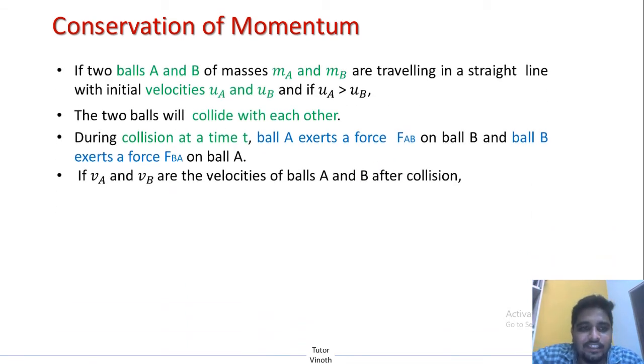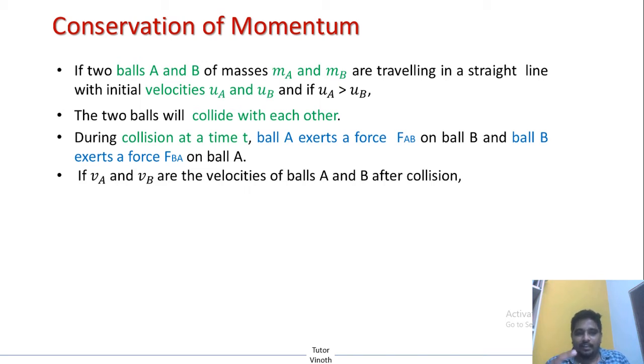If you have two balls A and B, we mention the mass of ball A as ma and the mass of ball B as mb. They are traveling in a straight line with initial velocities ua and ub. If the initial velocity ua is greater than ub, the two balls will collide with each other.